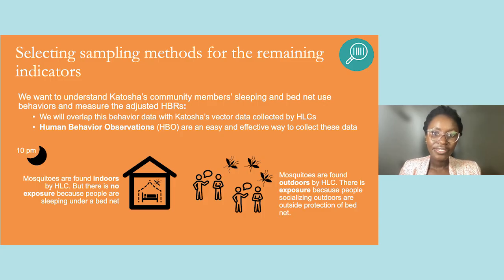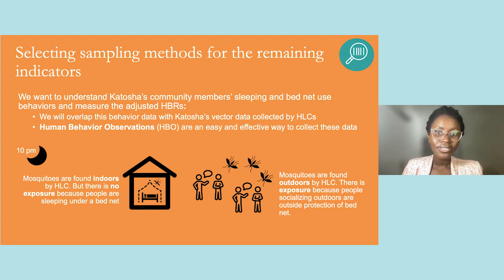In the previous slide, we decided to select HLCs as our sampling method of choice. We decided this because HLCs allow us to measure all 5 of our priority indicators. Our last 2 indicators were adjusted biting rates and human sleeping patterns. Since HBOs are easy, inexpensive, and the only standardized way to calculate adjusted biting rates, we decided to use this method to collect data for these indicators.